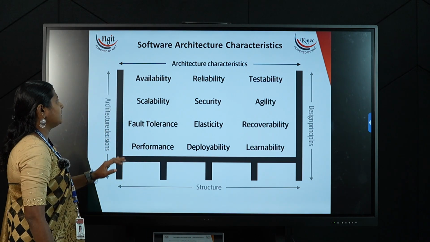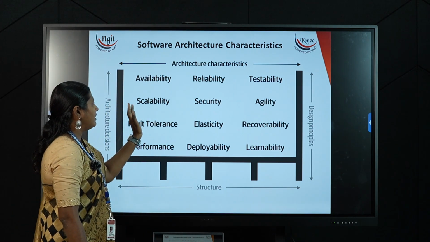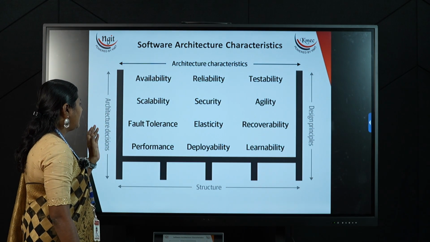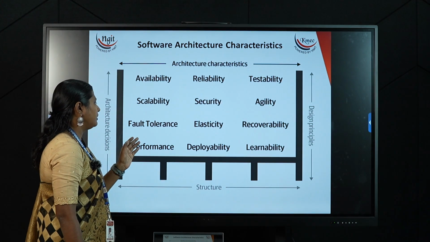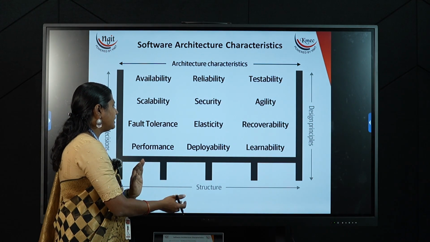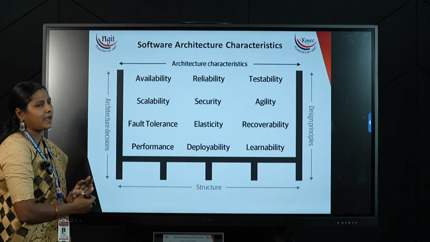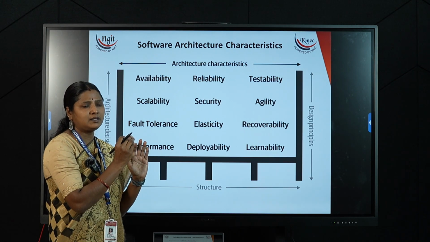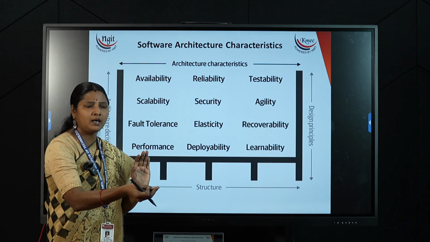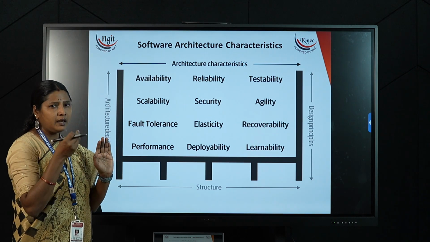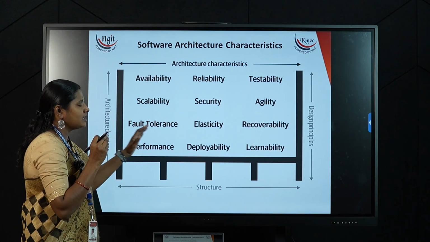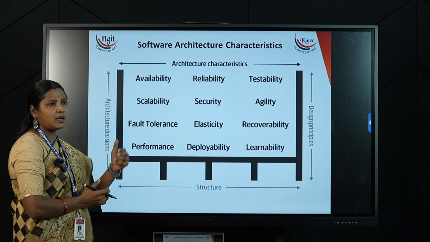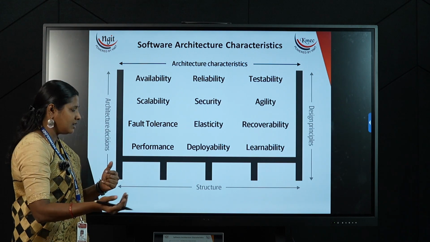So these are the characteristics of a software architecture: availability, reliability, testability, scalability, security, fault tolerance, performance, deployability, learnability, recoverability. All these are the different types of characteristics that should be present in any software architecture. This software architecture is designed by the analyst or a developer, so they need to remember that all these characteristics should be there for that particular software architecture. Only then will that support developing or enhancing the software.